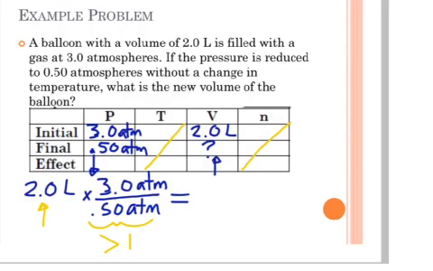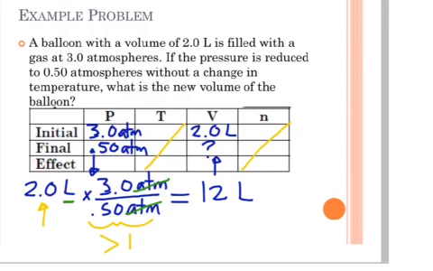Then I'm just going to do the math. First, before I do that, I want to confirm I've got atmospheres on the top and the bottom so they cancel each other out, and I'm left with units of liters, which is the units that I want my answer to have, so that is good. Now I'm going to do the calculation. 2 times 3 divided by 1/2 equals 12 liters.